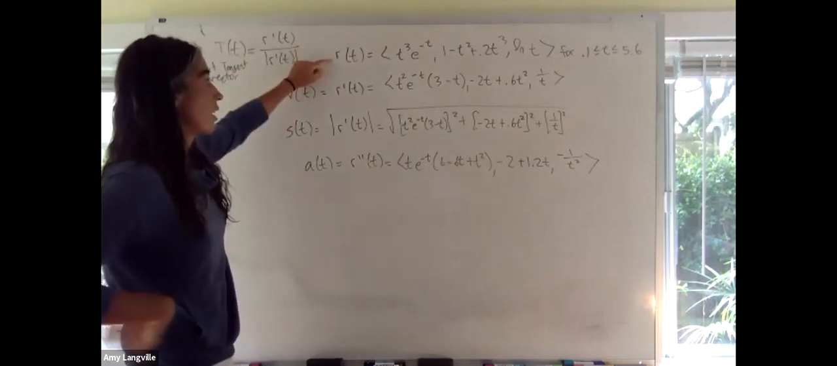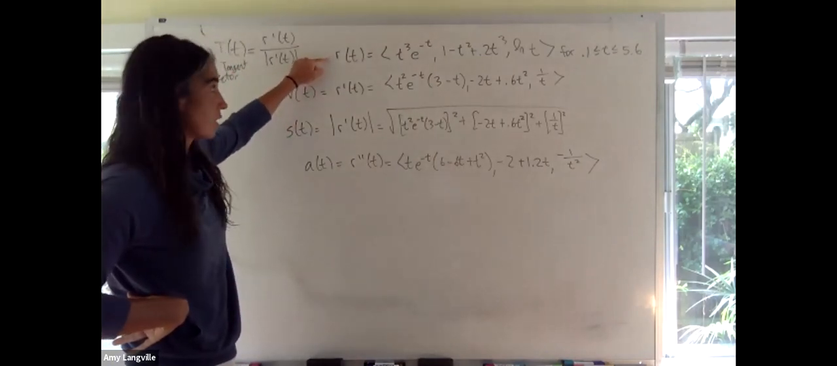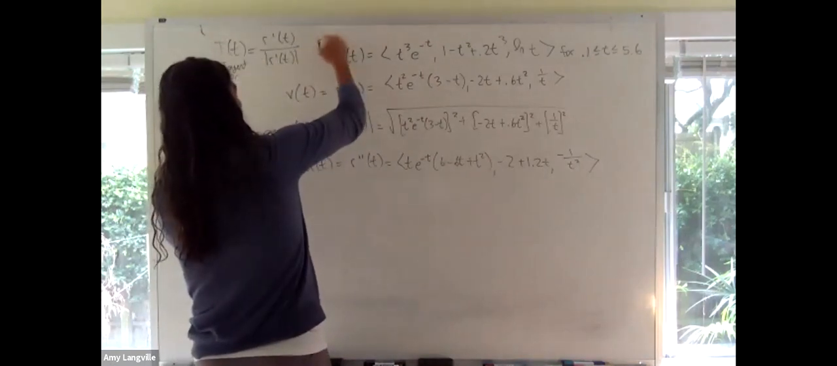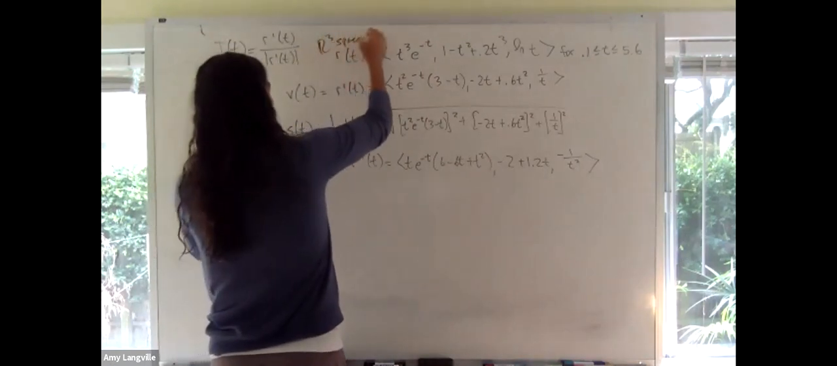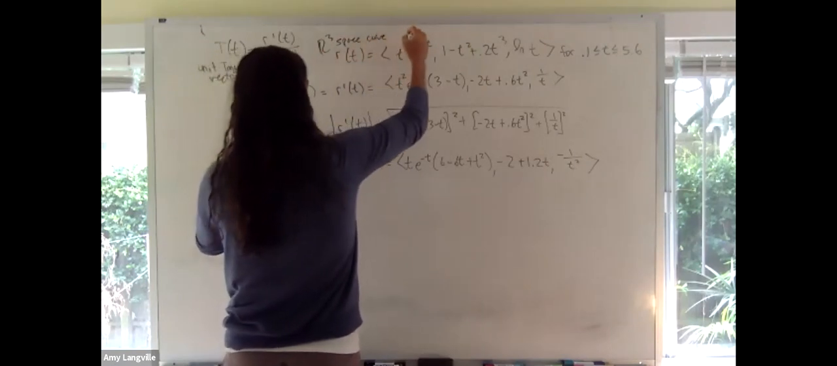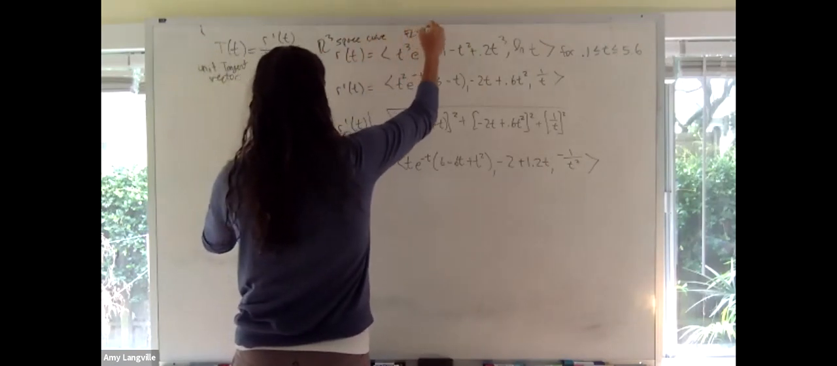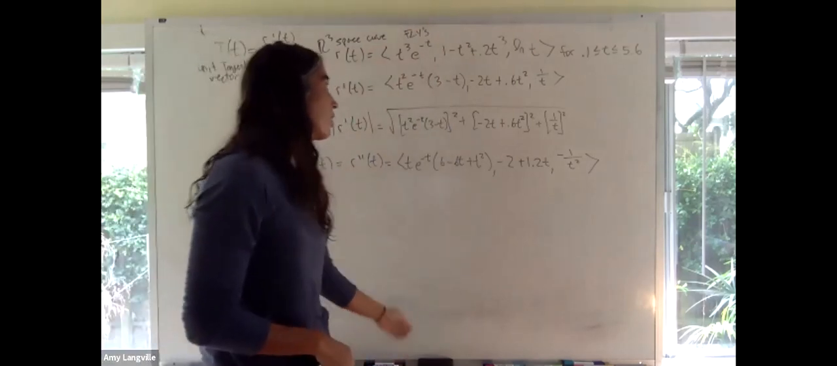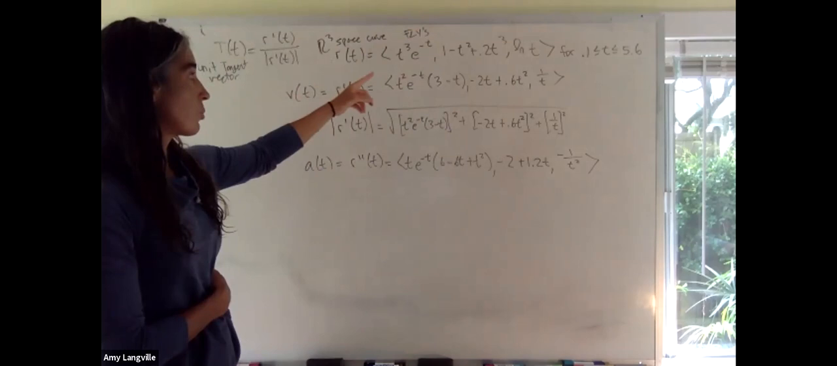So let's suppose we have this R3 space curve, right? And this is in a section in your book where we're going to start analyzing the path of a fly. So this is a fly's space curve. Let's see what happens when we take a look at that fly space curve.